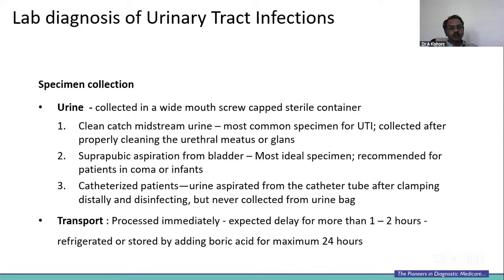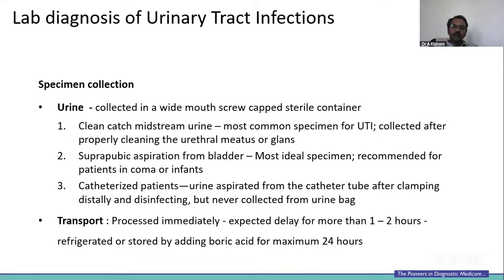And commonly you see people who are catheterized in the hospitals. So how do you collect urine samples in a catheterized patient? Urine is aspirated from the catheter tube after clamping distally and disinfecting, but never collected from the urine bag. This is an important point to note. Most people, due to lack of awareness, sometimes collect the sample from the urine bag as the patient is not passing urine properly when a catheter is placed. And that is very wrong.